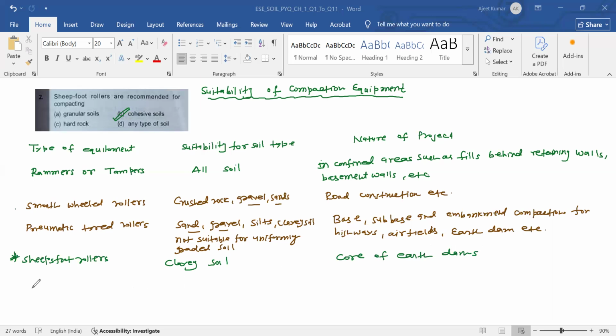Okay. And next one is vibratory roller. This is suitable for sandy soils. And the type of project is embankments, embankments for oil storage tanks, etc. Okay, so this is the table.